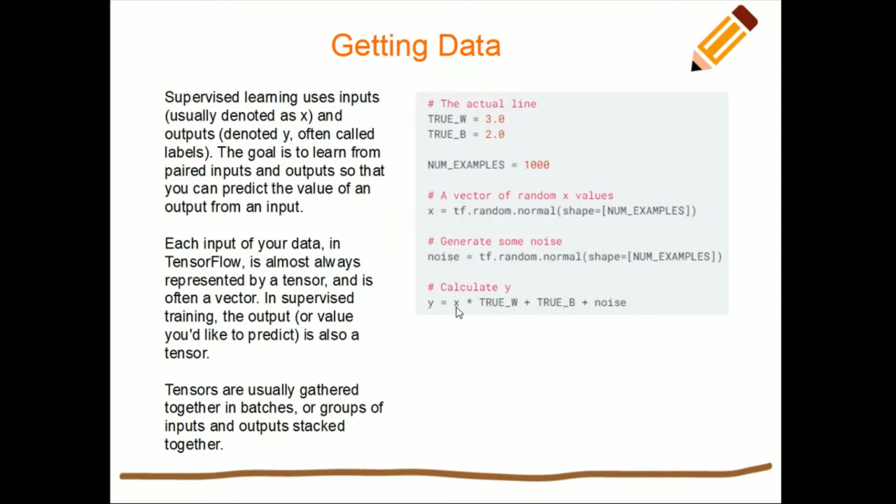We are going to take X and multiply it with the weight, and then add a bias to it. And just to make sure that it is not totally predictable, we are adding noise to it. We are generating this X as a simple vector here, and we are also generating some noise. From the X and noise we are generating the Y here. So it is all synthetic data that we are taking in this particular example.